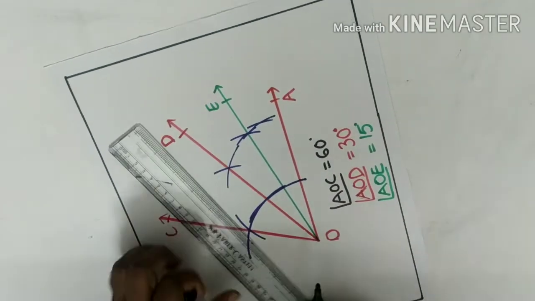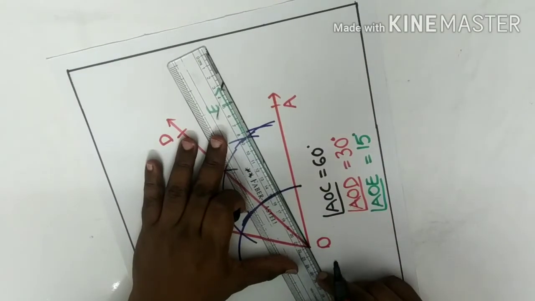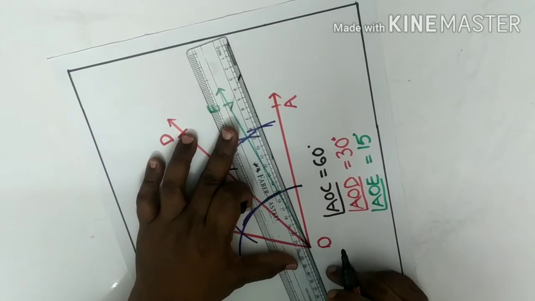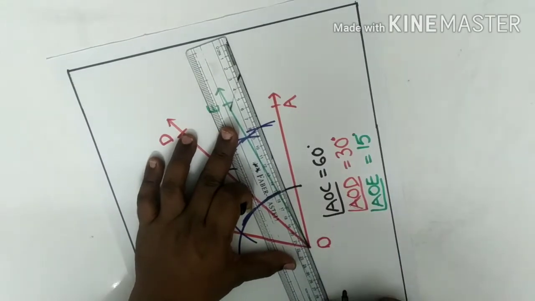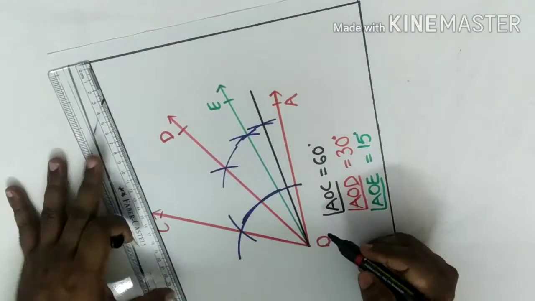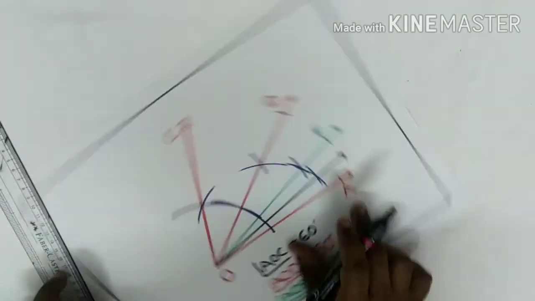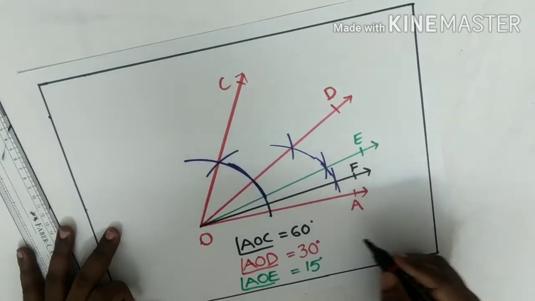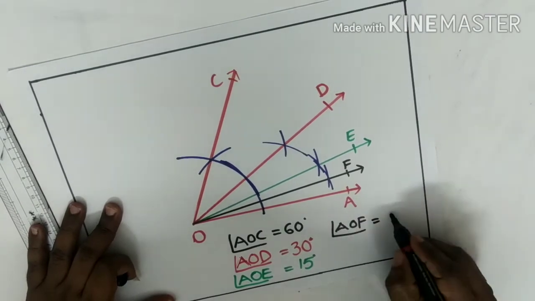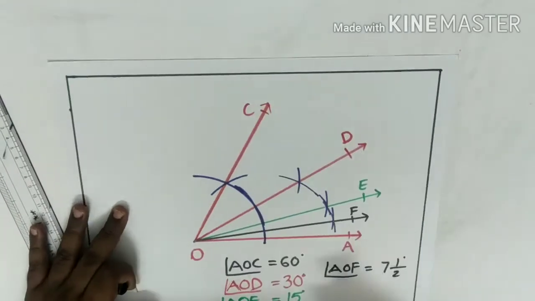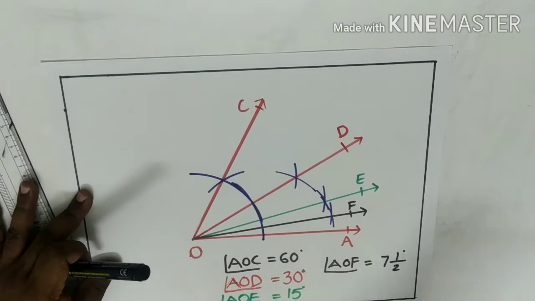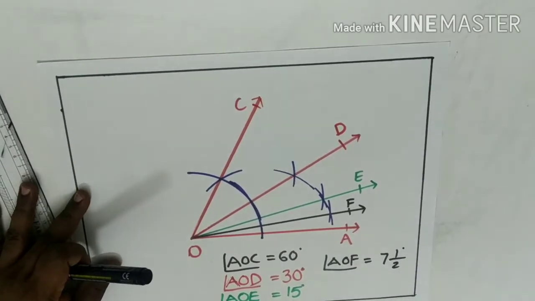You have to take care at O because many arcs are coming from this point. The vertex point should not be disturbed, and see that the point of intersection is also very clear. Now if you consider this point as F, then angle AOF is equal to 7.5 degrees. If you want, you can bisect the 7.5 degree angle also.